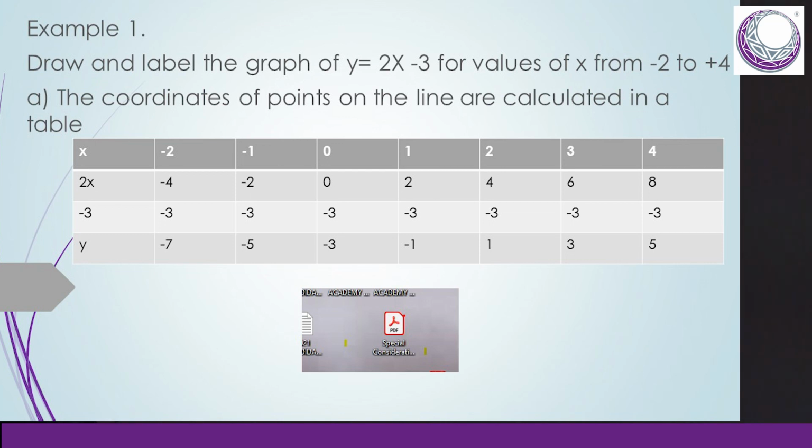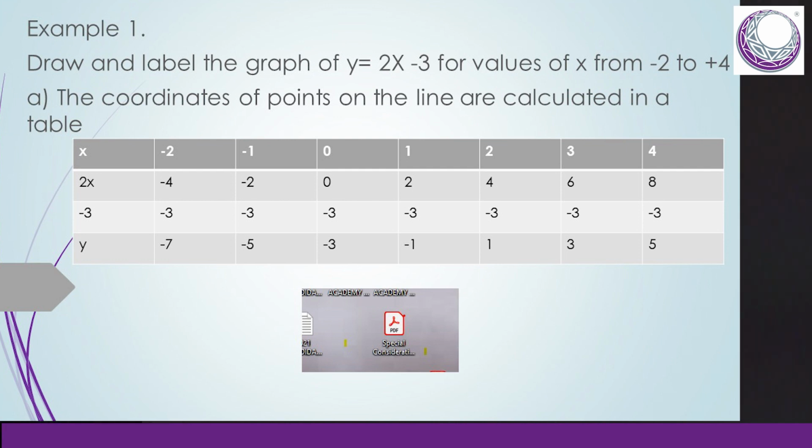As I said from the beginning, I do hope that everyone knows how to define the coordinates. So, as my example 1, I would like to draw and label the graph of y equals 2x minus 3 for values of x ranging from minus 2 to plus 4, which I can also write as minus 2 less than or equal to x less than or equal to 4. Now I'm going to make a table. The coordinates of points on a line are calculated in a table. This is another way of drawing that particular line.